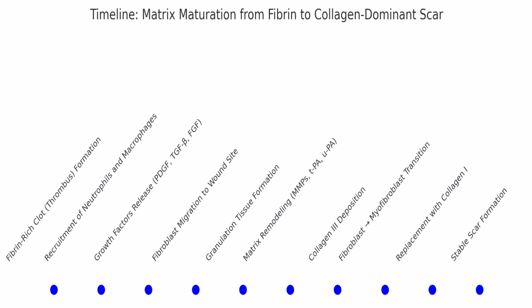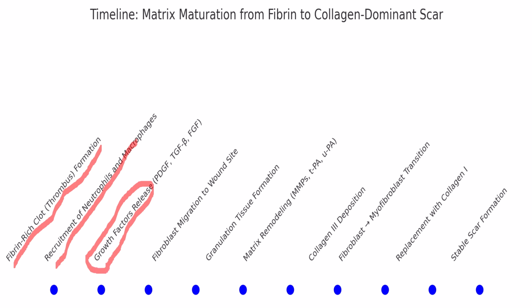So this is the timeline for the collagen dominant scar formation. First, there is formation of a fibrin-rich clot with the thrombus formation, and then there is a recruitment of neutrophils and macrophages. Then various growth factors come to this area by the cells. These growth factors are platelet-derived growth factor, transforming growth factor beta, and fibroblast growth factor. And then fibroblasts migrate to the site of the wound.